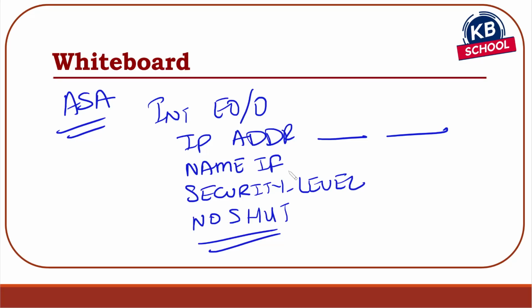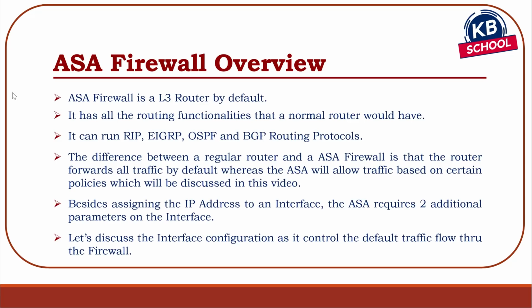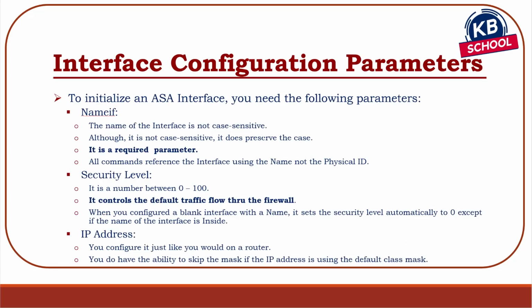Now the security level plays a big part in the default traffic flow, and we'll discuss that as we go through it. So let's take a look at the slide over here. We talked about besides assigning the IP address to the interface, the ASA requires 2 additional parameters on the interface. What are the different configuration parameters that are required on the interface? As I said, you need an IP address, which is normal. Then you have the name of the interface. It is a required parameter.